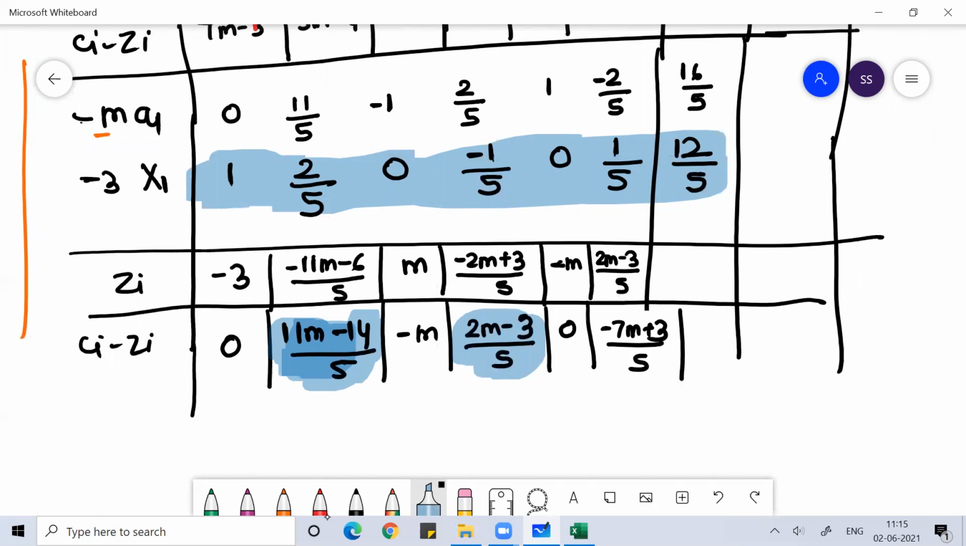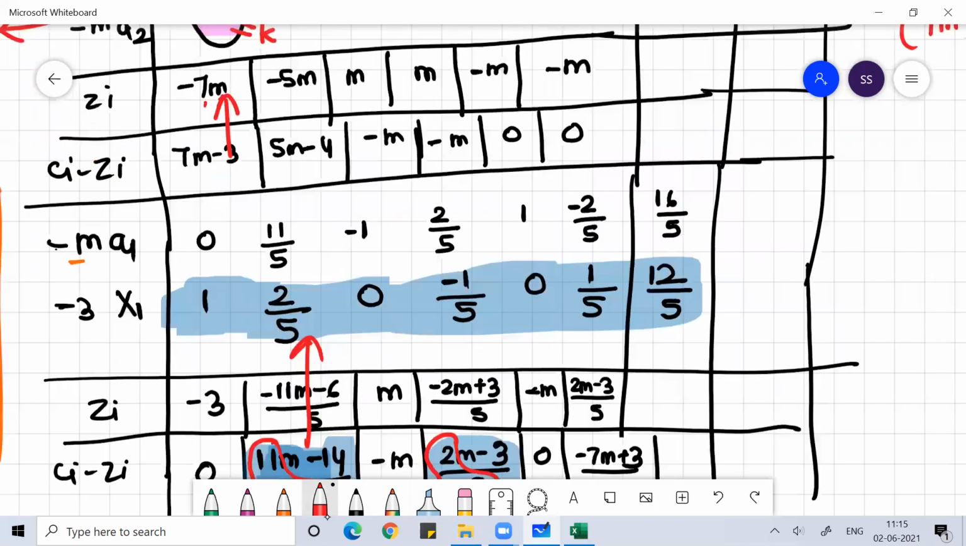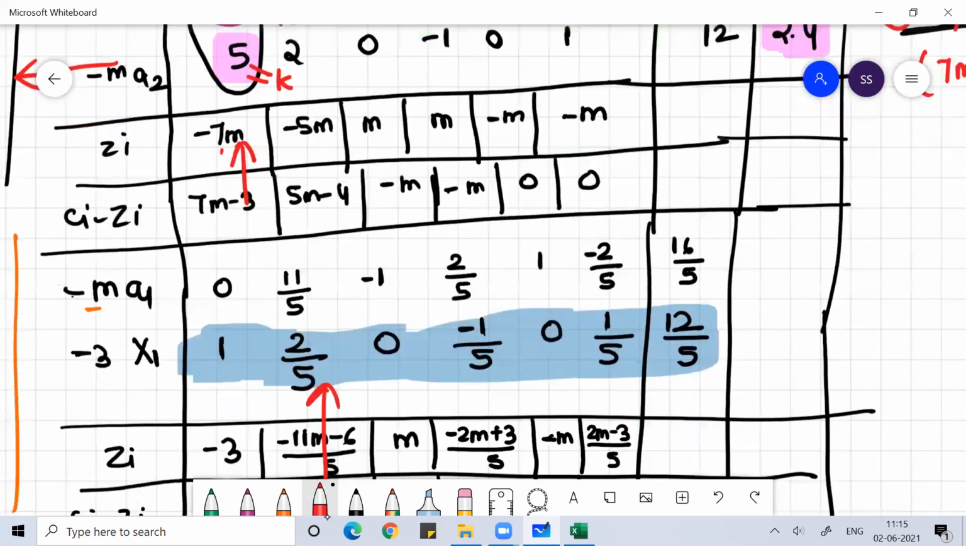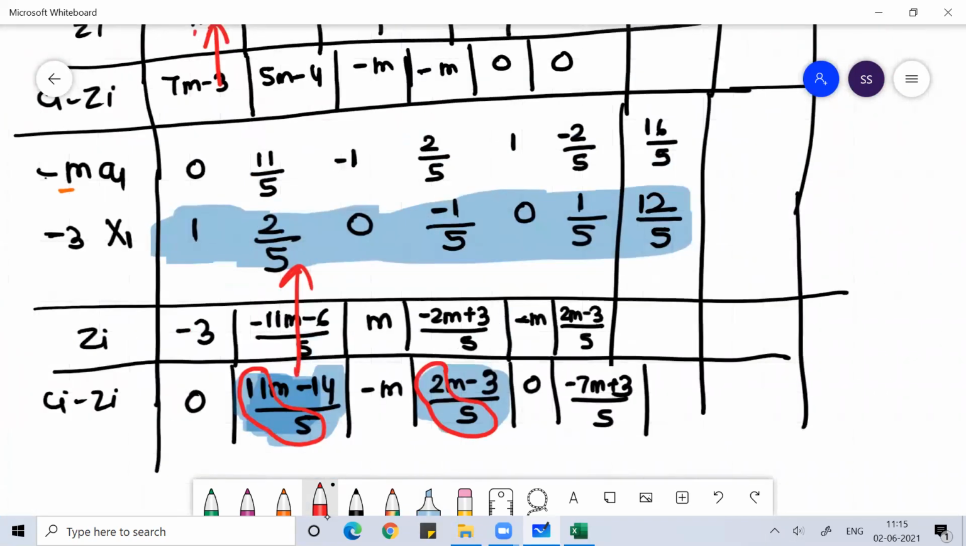2 by 5 is bigger or 11 by 5 is bigger? Everyone can tell me the answer, which one is bigger. So 11 by 5 is bigger. So you'll consider this, right? I told you before also. So what does this mean? I think this corresponds to x2. So it means now x2 will enter into the solution.